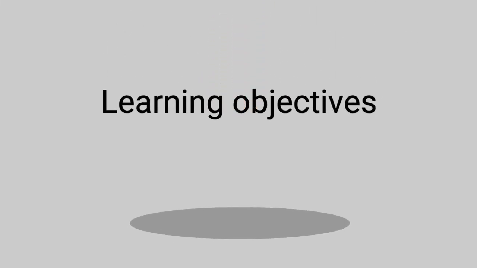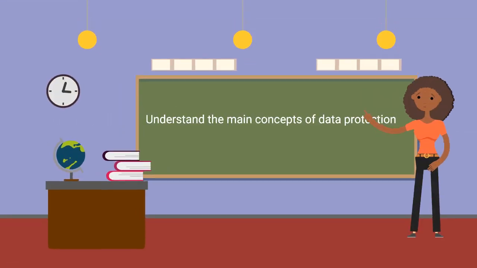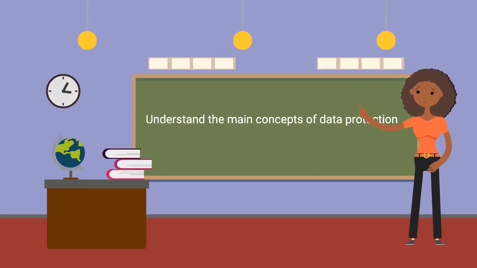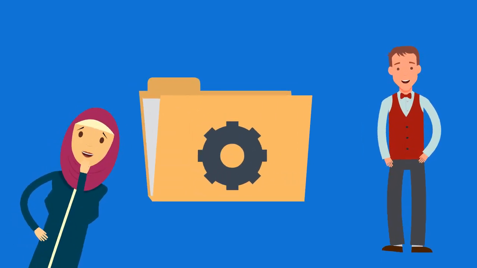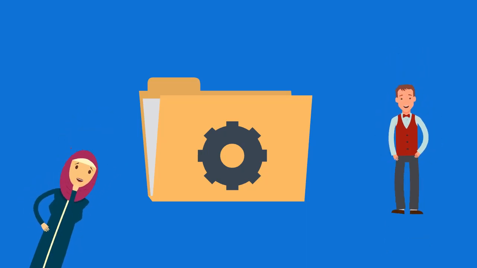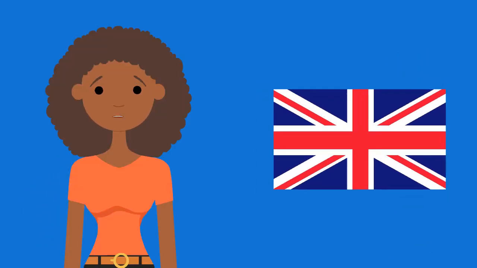Learning objectives. Understand the main concepts of data protection in domestic and international contexts. Understand the roles and responsibilities for data controllers, data handlers, and data subjects. Understand the objectives of the UK General Data Protection Regulations, UK GDPR, and its implications on business operations.